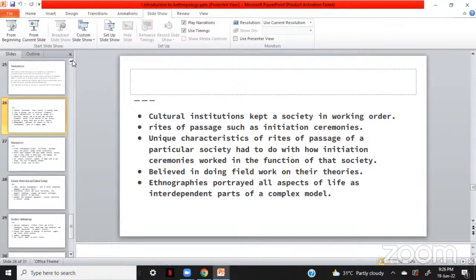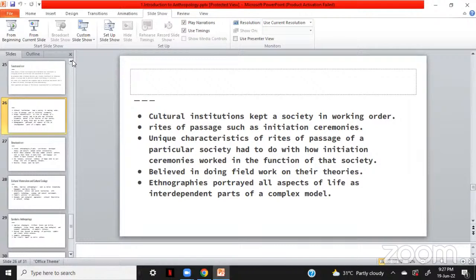For example, a group of children of the same age would be initiated into a new role, and they take on a new responsibility as they grow into adults. So according to functionalists, any unique characteristics of the rites of passage of a particular society had to do with how initiation ceremonies worked in the function of that society. So how that particular society functioned at large, those initiation ceremonies, those rites of passage, as we said, whether religion or marriage, how important that cultural institution is for that society, and how it impacts them.